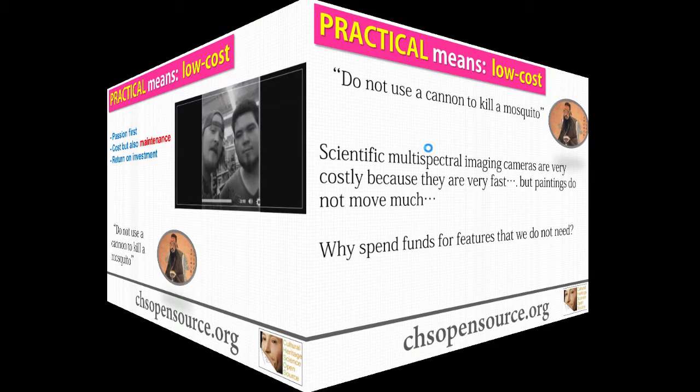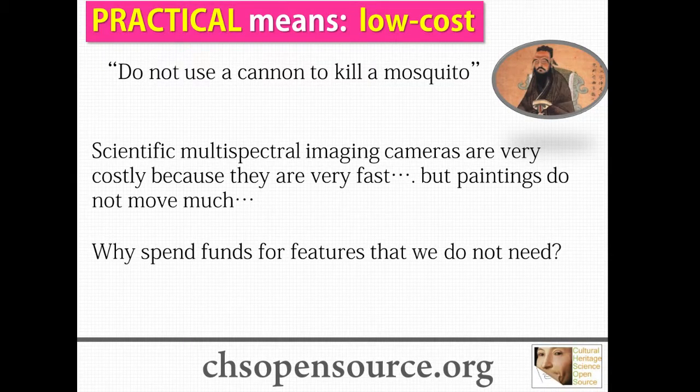An example of this was companies selling multispectral imaging systems, also the topic of today, multispectral imaging. These cameras for multispectral imaging are expensive because they are super sensitive cameras. They are very fast, so they need just a little light.